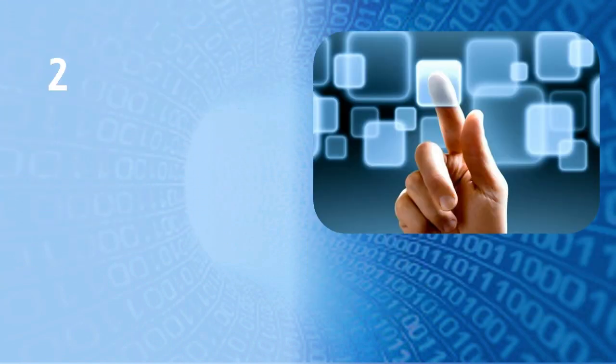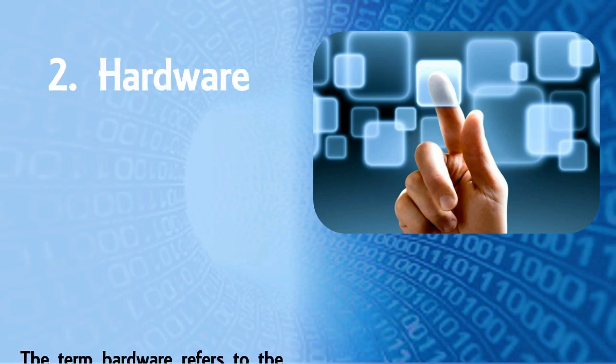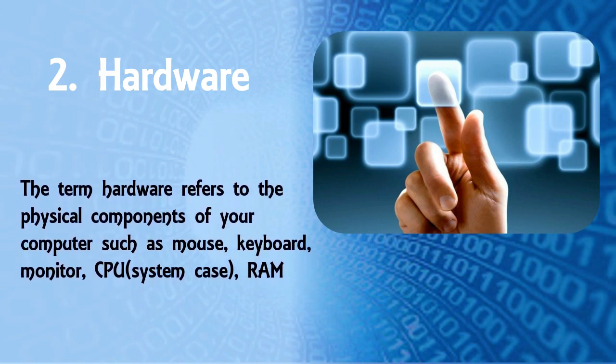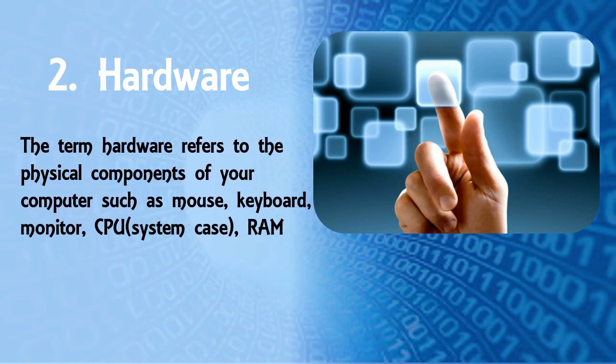Number 2. Hardware. Computer hardware is the physical parts or components of a computer. These are computer components that one can see, touch and feel. The term hardware refers to the physical components of the computer such as mouse, keyboard, monitor, CPU, system case, RAM, just to mention a few.